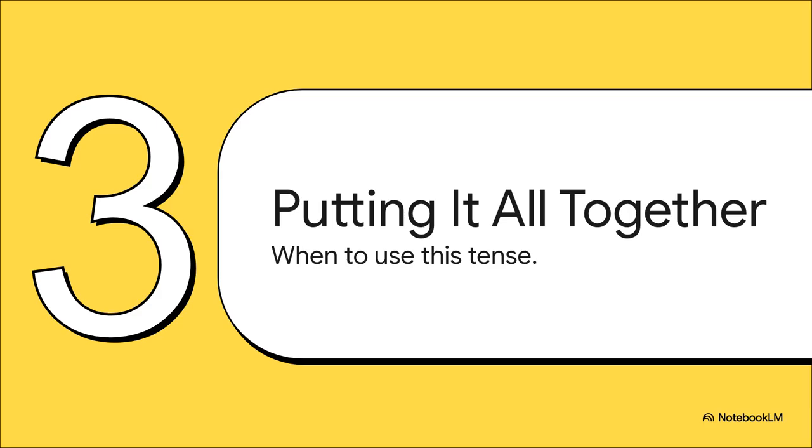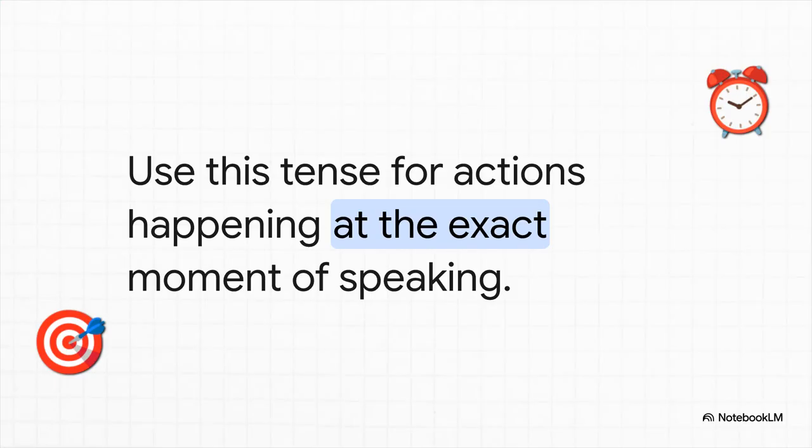Okay, so we've covered the basic formula, how to make it negative, and even those tricky spelling rules. Now let's pull it all together and really focus on the most important question. When exactly should you use the present continuous? This is really the crucial point, so listen up. You use the present continuous for things happening at this exact moment. Not yesterday, not an hour from now, and here's the big one, not for things that happen generally.